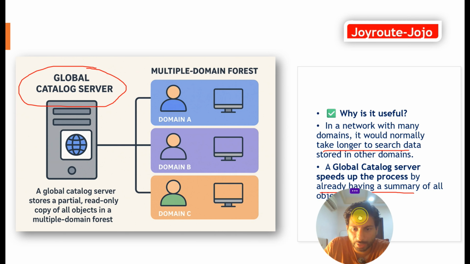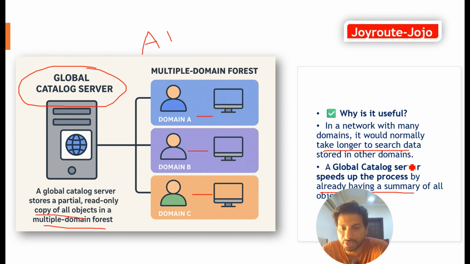Here we have a picture which I created with the help of AI. This is the global catalog server, one of the domain controllers, holding a read-only copy of all objects in the multiple-domain forest. This is domain A, domain B, and domain C. As the global catalog server has the read-only copy of all these objects, the search will be easier and faster. That is the advantage of having a global catalog server, and that is one physical component of ADDS.